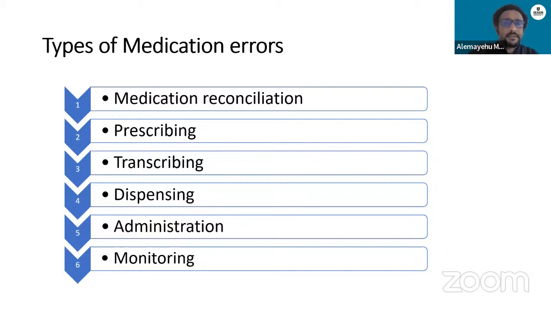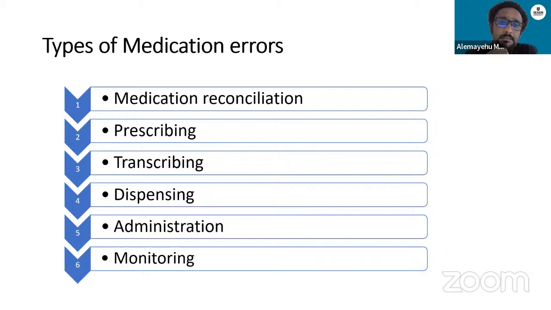I have classified the types of medication errors, including medication reconciliation. Actually, medication reconciliation is not an error. It is a strategy used to identify medication documentation errors, medication history errors, or medication discrepancies. Anyways, these are another group of medication errors.